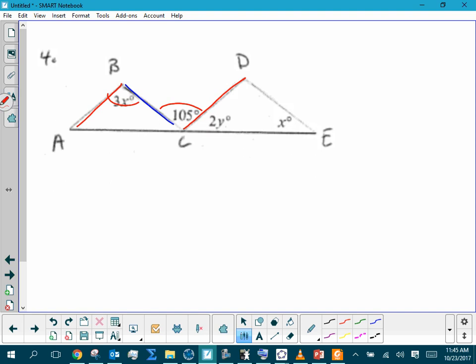The red lines, well, we want them to be parallel. Okay, but what do the 3x and 105 have to be if the red lines are going to be parallel? They have to be equal. They're alternate interior. So let's say 3x equals 105, so x would be 35, right? Okay. So x is 35, so that's nice. I now know that this angle here is 105. I now know this angle down here is 35, right? Why? Because it's x.